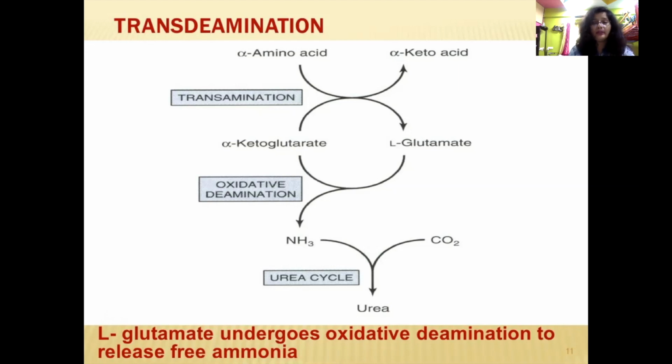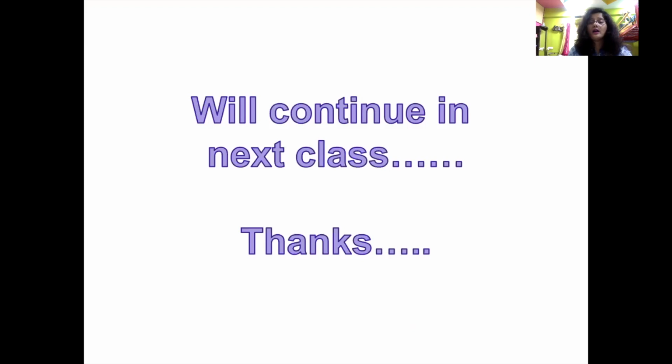So transdeamination is an important part in the catabolism of amino acid, and this ammonia which is released by this reaction is toxic. So it needs to be handled in a very proper way, and this we will see in the next lecture, that is the fate of ammonia. So now we will stop here, and we will continue in the next class regarding the fate of ammonia.